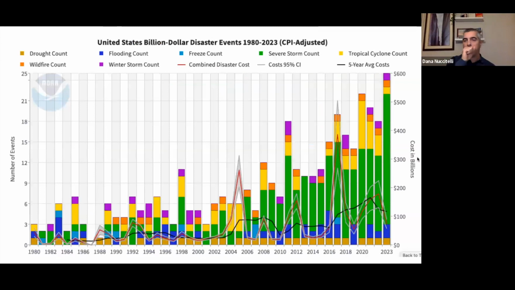And you can see on this chart how the number of billion-dollar weather disasters in the United States has changed and increased since 1980. You can see that increase over time, especially in the green, which is severe storms, the number of severe storms that have caused $1 billion in damages or more. So we're just seeing more and more of these extreme damaging events over time.